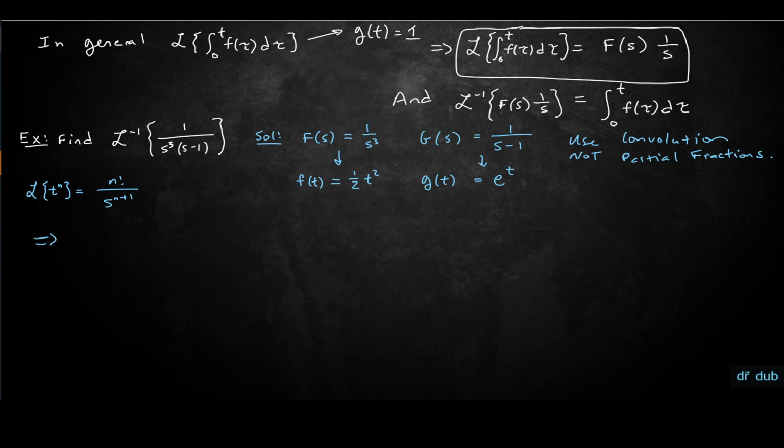So now Laplace inverse of F(s) times G(s) is equal to f star g, which is the integral from 0 to t of 1/2 tau squared times e to the (t minus tau) d tau. Now pause, see if there are any questions.